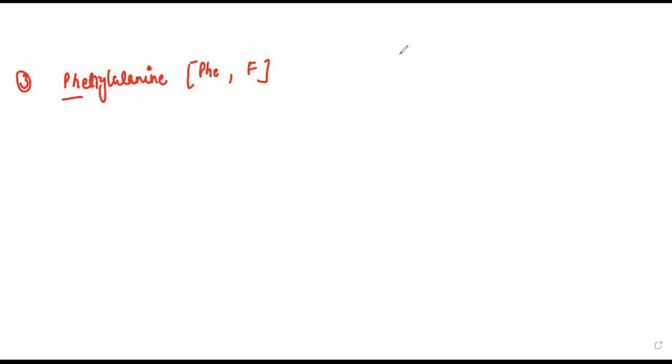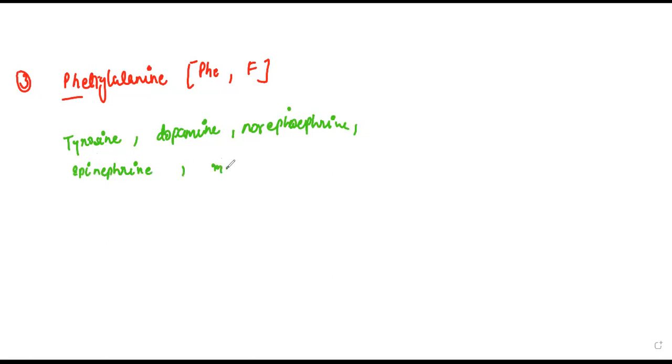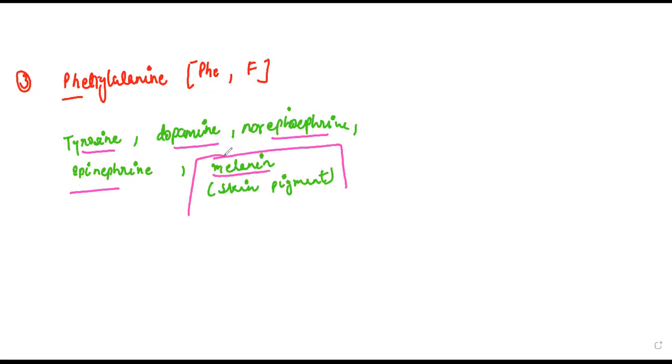Phenylalanine is a very important amino acid because it acts as precursor for many biomolecules. First of all, it acts as precursor for tyrosine, means it is involved in the synthesis of tyrosine, then dopamine, norepinephrine, epinephrine, and melanin. Melanin is a skin pigment. ये जो भी पॉइंट्स लिखे हैं ये एक एक बार सब में पूछे गए हैं, and this is commonly asked.